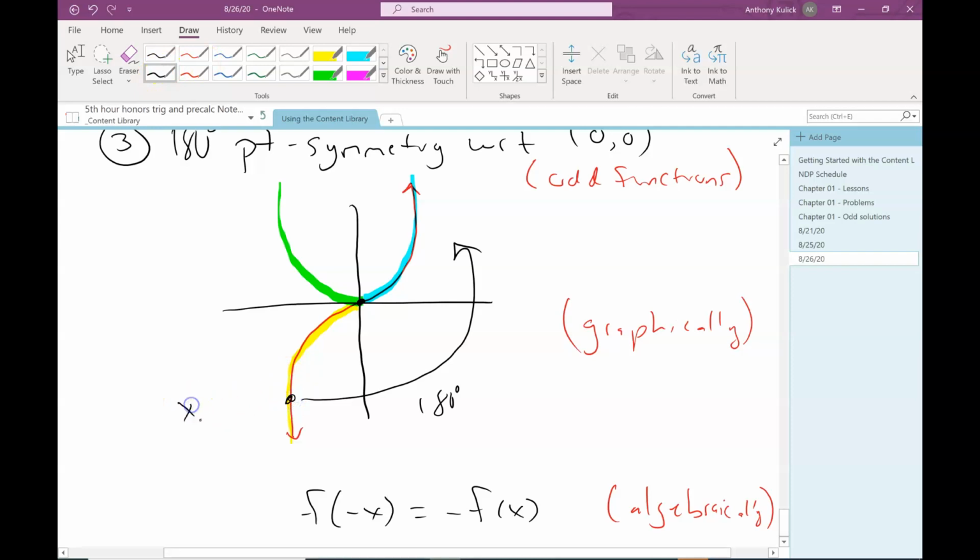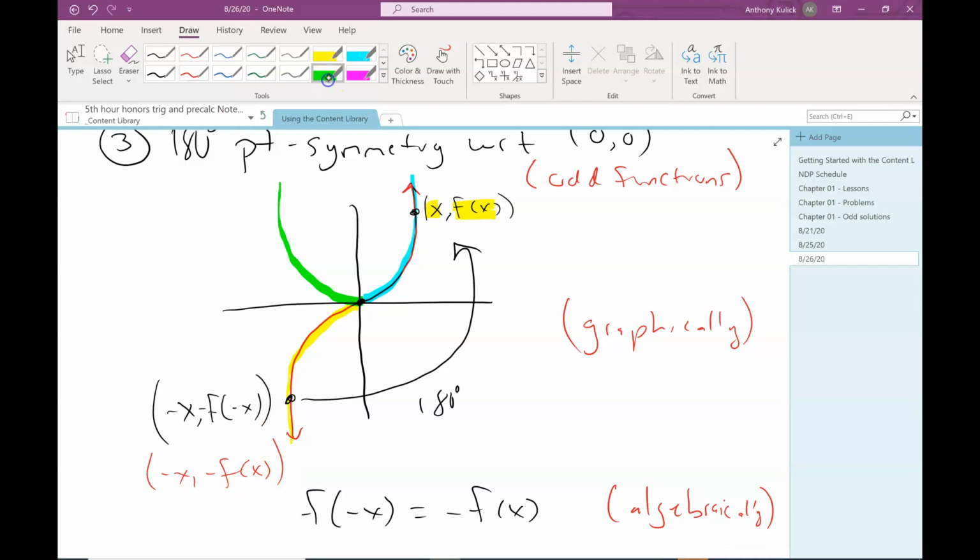So like here, if this is x comma f of x, and then this guy up here would be negative x comma negative f of x. So if I negate the x and the f of x, this point would be the same as negative x comma negative f of x, and that's where this relationship comes from, right? So if I start up here with x comma f of x, if I negate the x and the f of x, it would be back down here on this point, right? So that tells me then that negative f of negative x and negative f of x would be the same. Or if we just drop the negatives out front, that f of negative x should equal negative f of x.